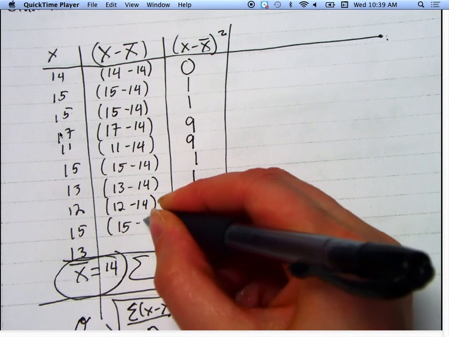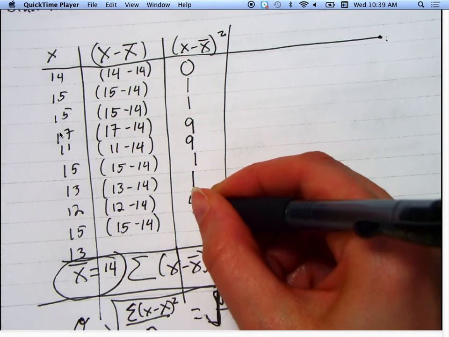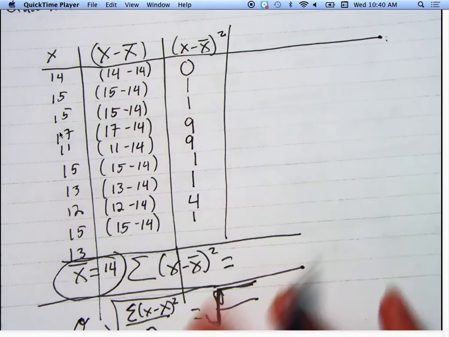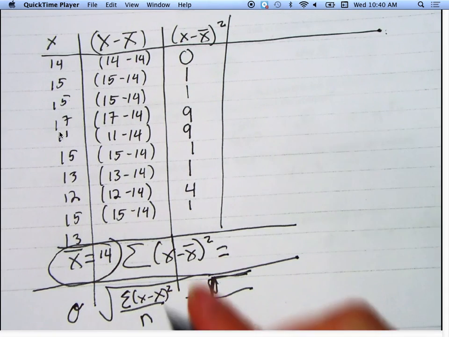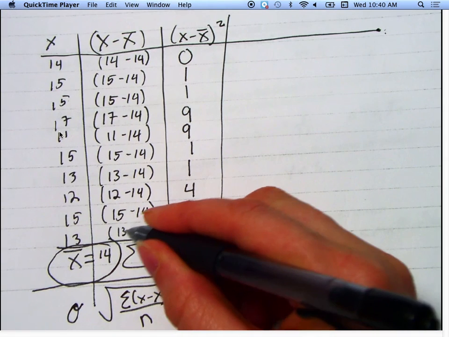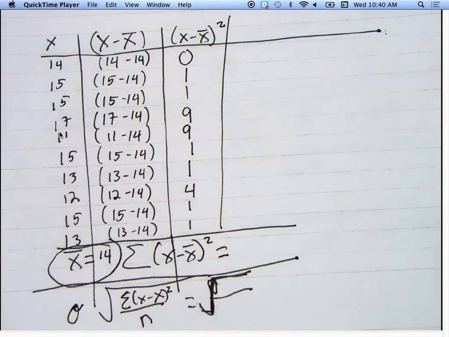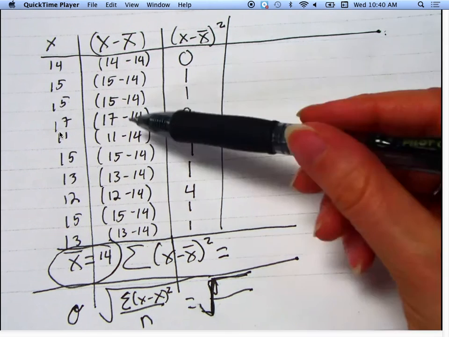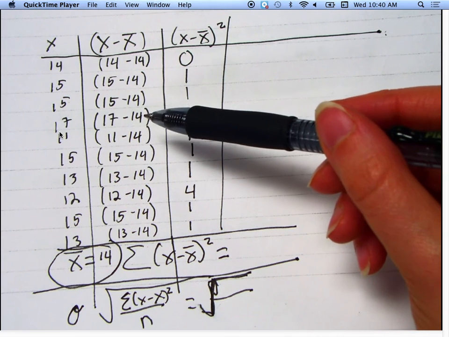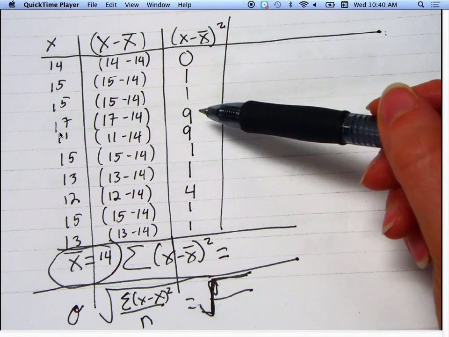15 minus 14 is 1. 1 squared is 1. 13 minus 14 is negative 1. Negative 1 squared is 1. I wrote it wrong. 17 minus 14 is 3. 3 squared, because I have to square it, is 9.